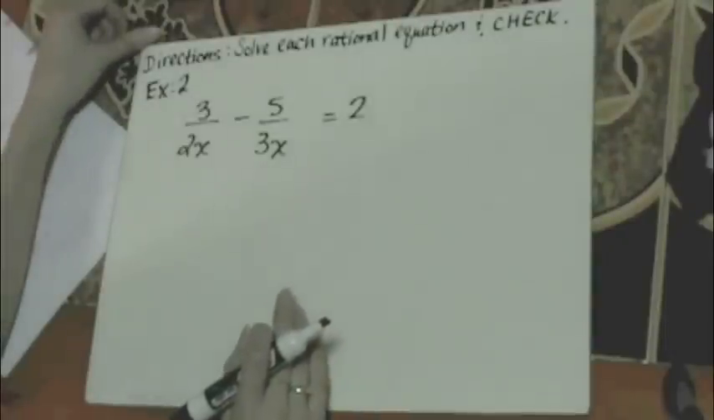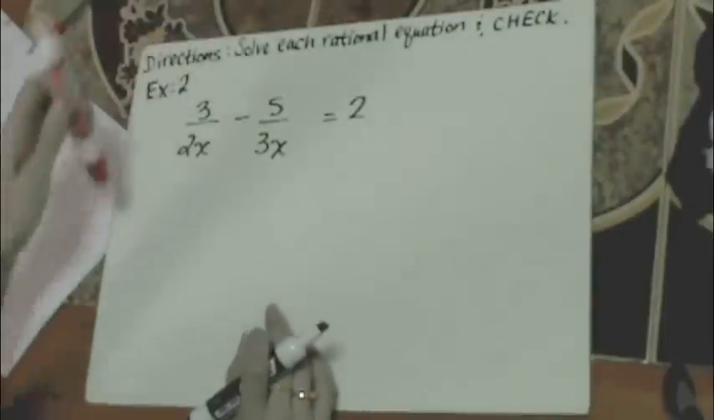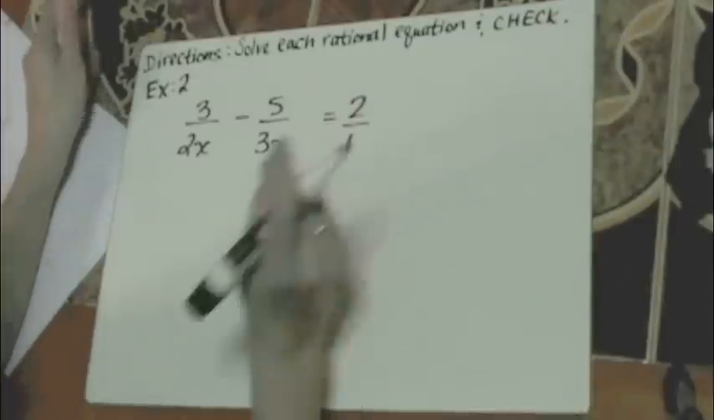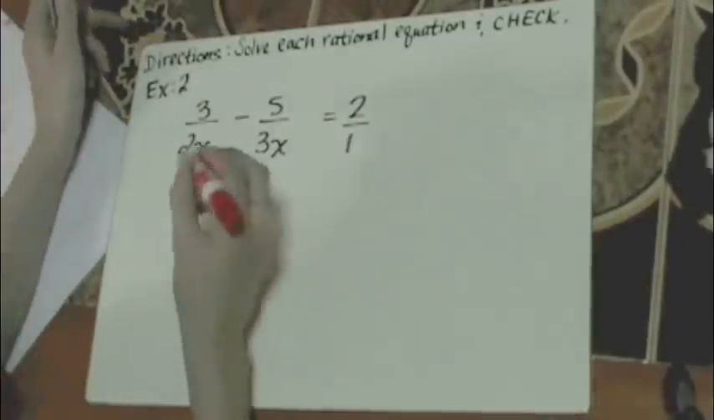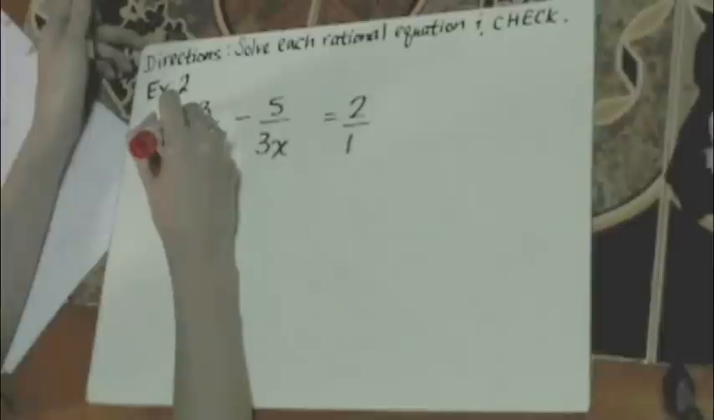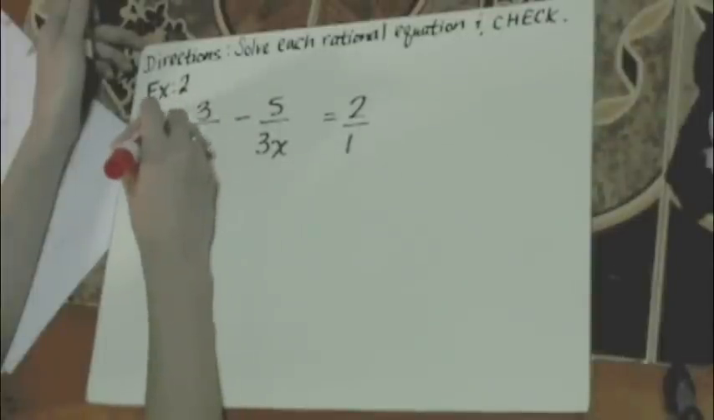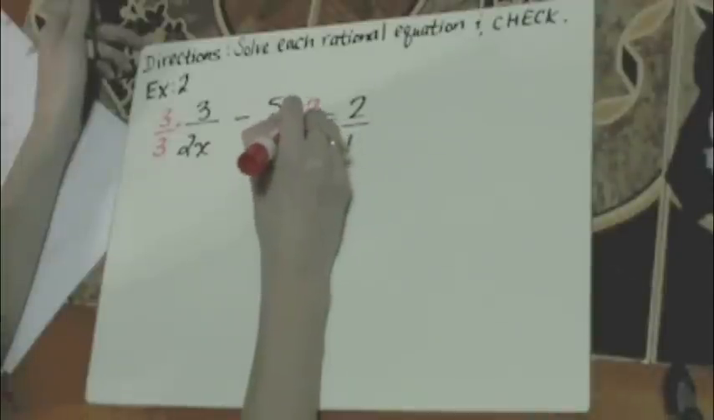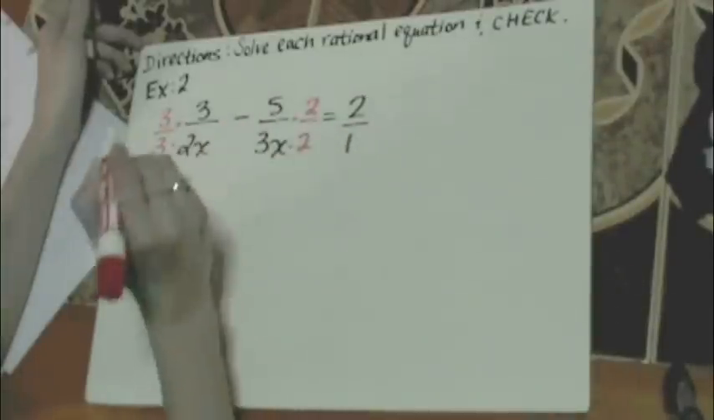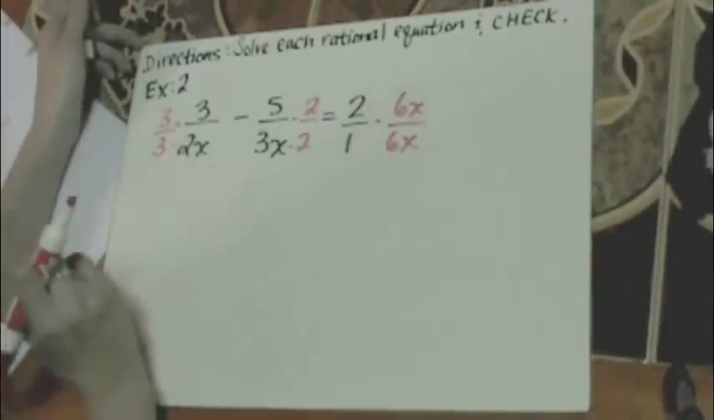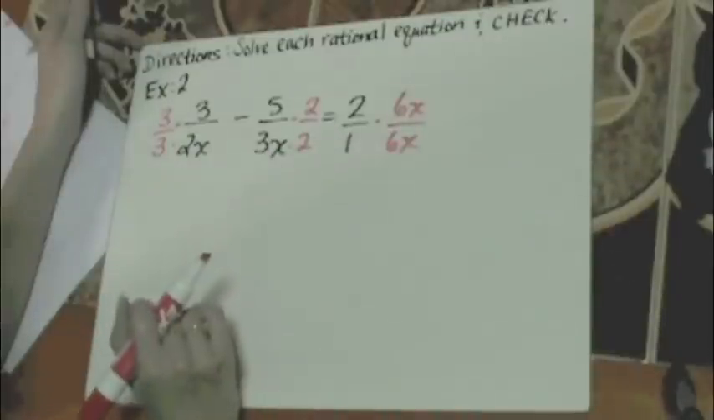Let's look at another example here, example 2. We notice that we've got 3 fractions here. Let's make this over 1 so we can see that as a fraction. Our common denominator is going to be 6x. So let's see, I need the 3 here, and I need the 2 here, and I need the actual 6x here. So I've got 6x, 6x, and 6x.